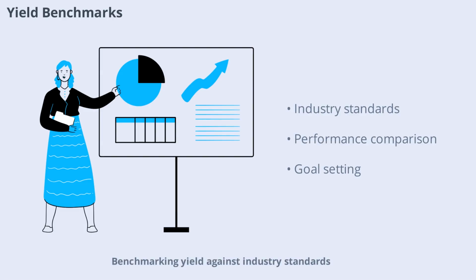Benchmarking yield against industry standards helps fabs gauge their performance. By comparing results with peers, companies can identify areas for improvement and set realistic goals. Benchmarking also fosters a culture of continuous improvement and healthy competition.